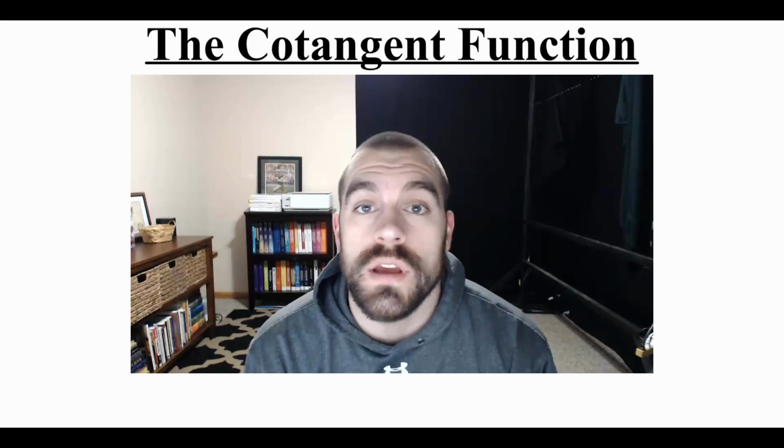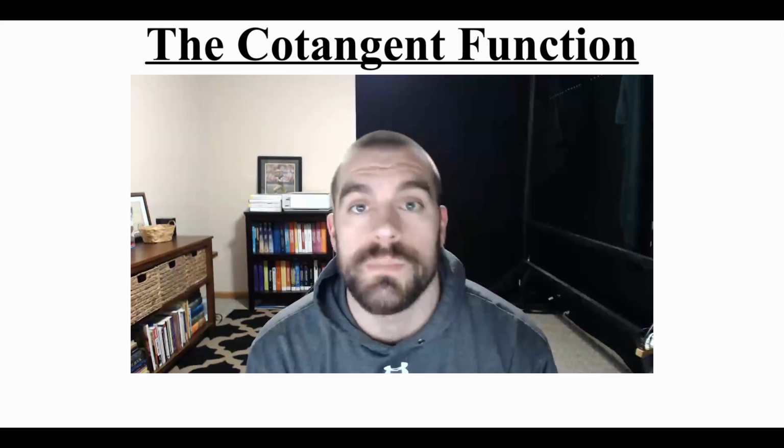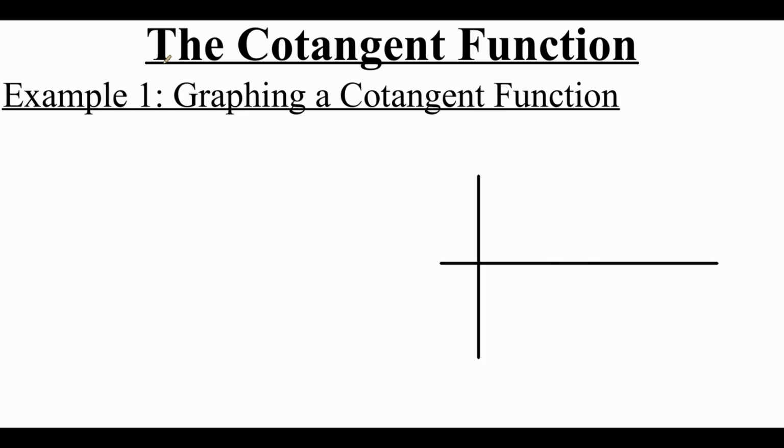In this video, we're going to take a look at the cotangent function. Now, graphing a cotangent function is going to be very similar to graphing a tangent function in the sense that we're going to find asymptotes first. But where those asymptotes are located are a little bit different than our tangent function.